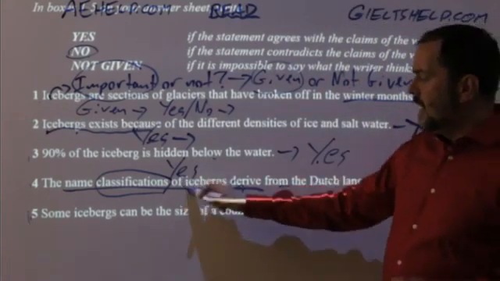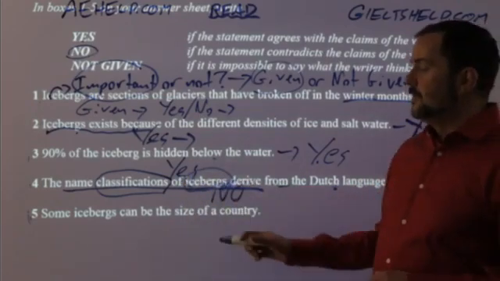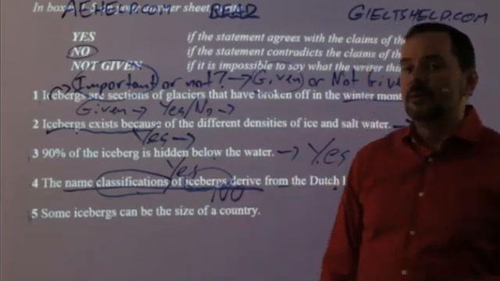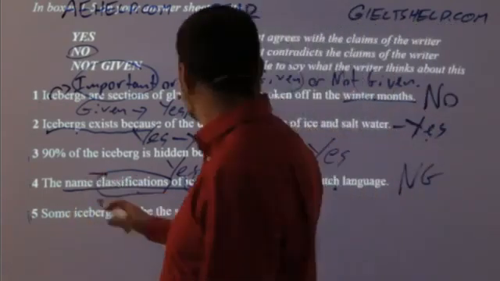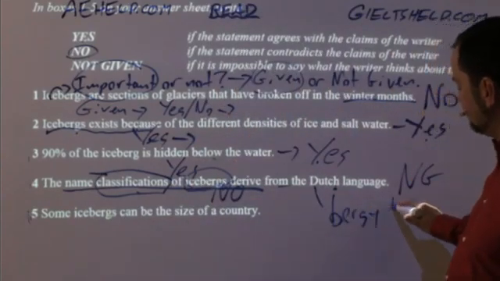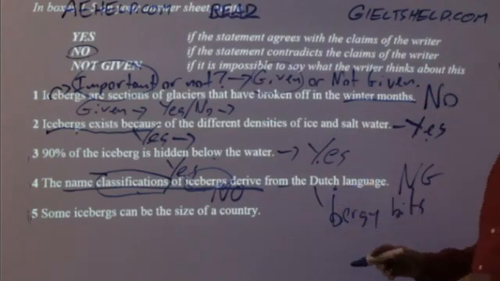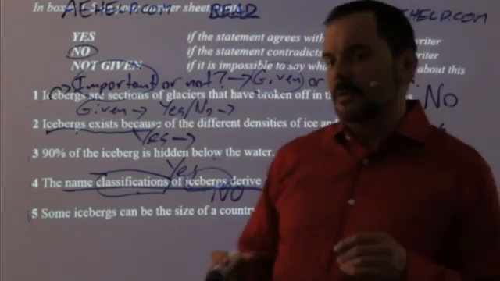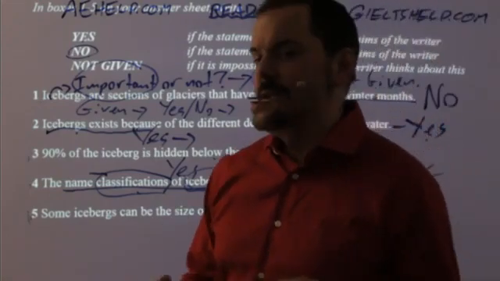The name iceberg comes from Dutch, but the names of the classifications like bergy bits and so on, they don't. If you remember the name, one of them was bergy bits? I can't remember how to spell it. That doesn't sound like a Dutch word at all anyway, right? So if you're really thinking about it critically, you realize that it's too much detail. It's not important, okay?